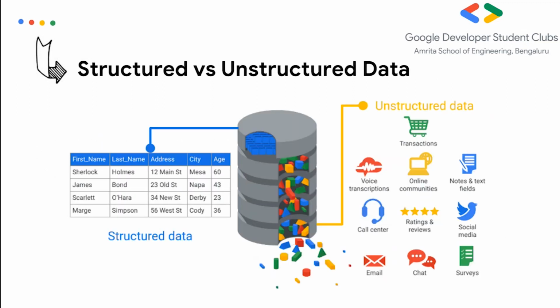So next is structured and unstructured data. As you can see in the picture, structured data is mostly in the form of tables. It is organized, and unstructured data is not very organized. Structured data has rows and columns, and it adheres to a predefined model. It ensures consistency and helps in analyzing the data.